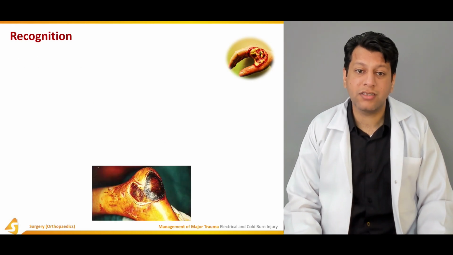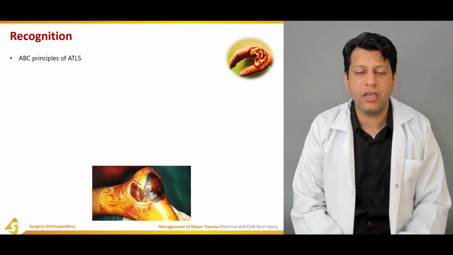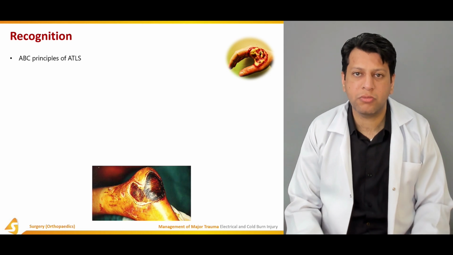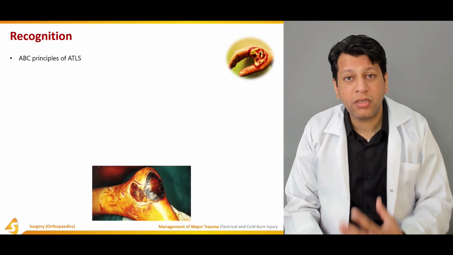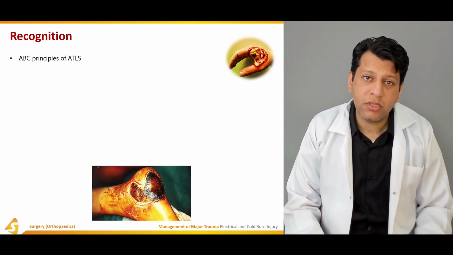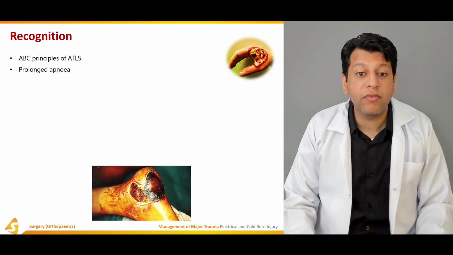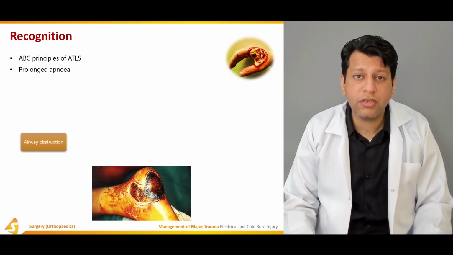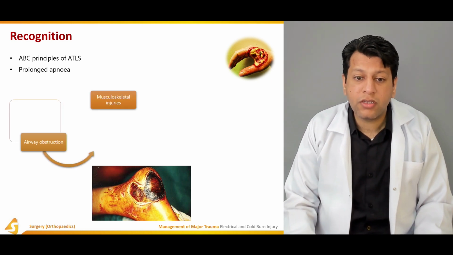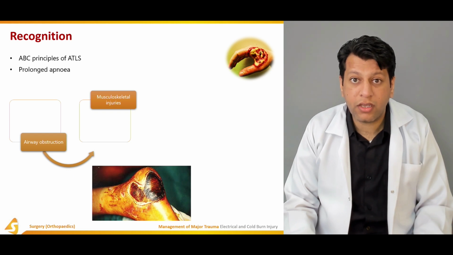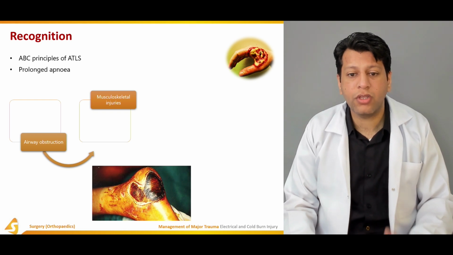Now, how do we recognize this problem? The principle of all this trauma remains the same, that is the ABC of trauma. It starts with the airway and cervical spine. What is important is that with high voltage current, the patient is sometimes thrown away as well. So we need to remember there may be associated injuries along with the electrical injury. This may be associated with prolonged apnea, so first and foremost is management of airway obstruction. If the airway is blocked, the option is to go for an endotracheal tube, that is, you secure the airway first.